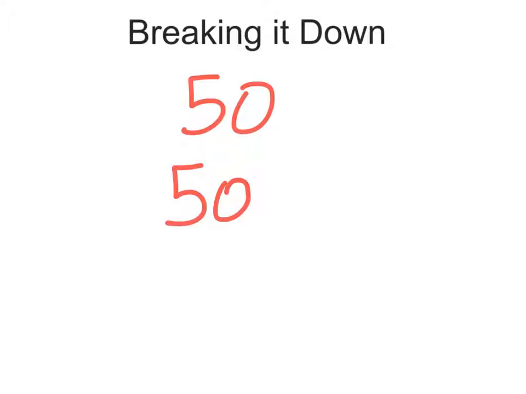One more example of breaking it down, the number 50. If we break it down, in the tens place value, the 5 is a 50, and the 0 in the ones is 0. So 50 broken down is like 50 and 0.